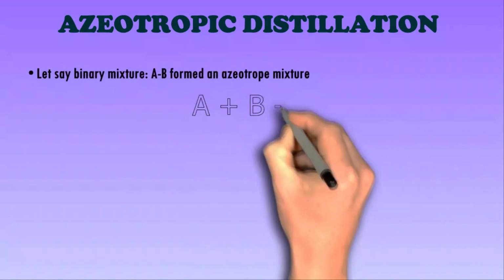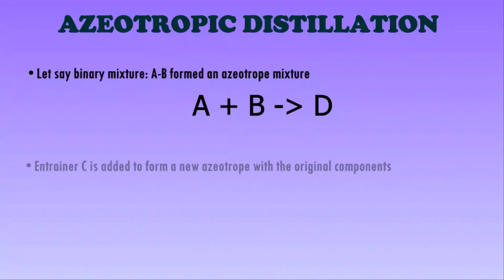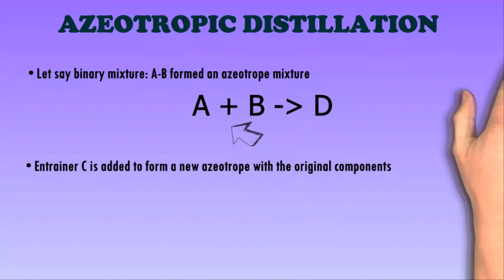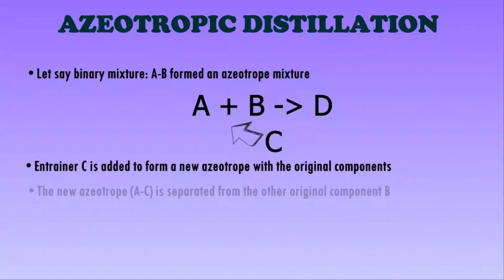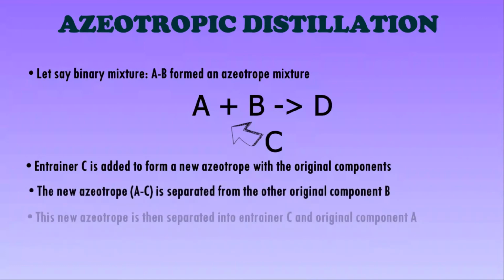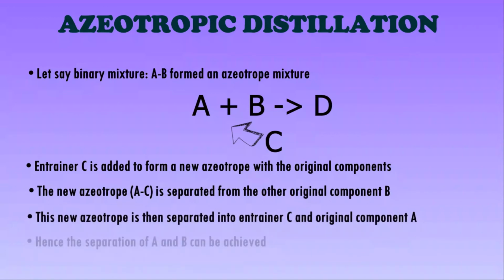Azeotropic distillation. Let's say binary mixture AB forms an azeotropic mixture. Entrainer C is added to form a new azeotrope with one of the original components. The new azeotrope AC is separated from the other original component B. This new azeotrope is then separated into entrainer C and original component A. Hence, the separation of A and B can be achieved.